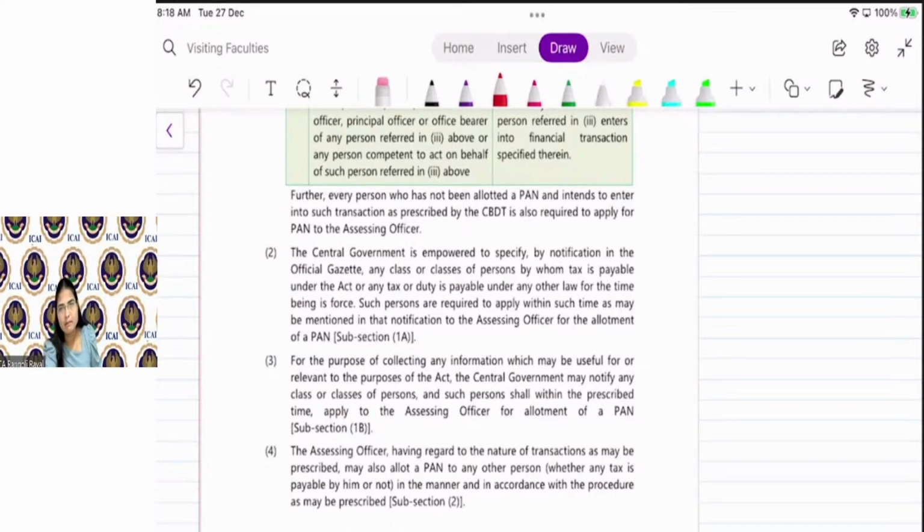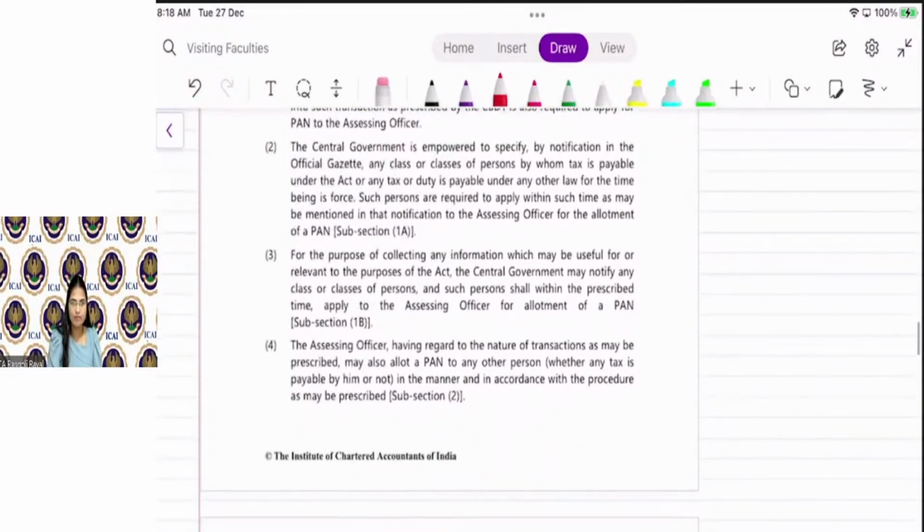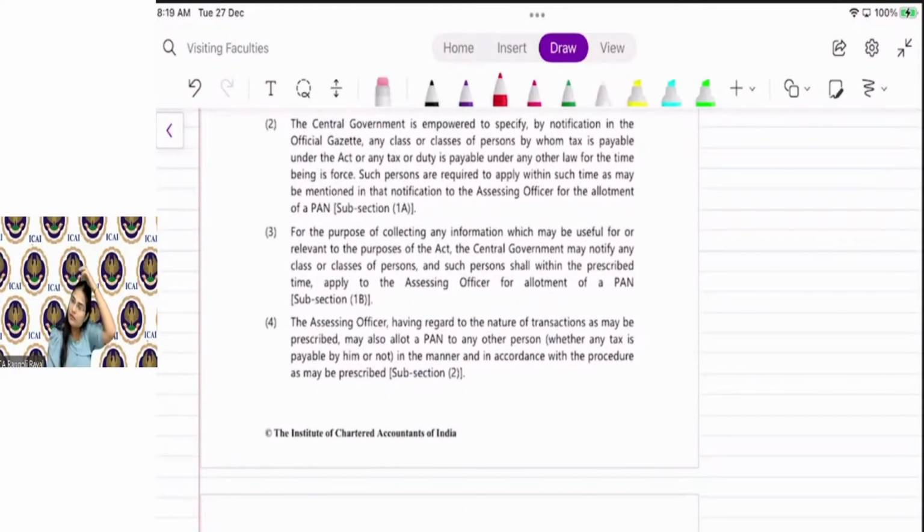The central government is empowered to specify by notification in the official gazette that any class or classes of persons by whom tax is payable under the Act, or any tax or duty is payable under any other law for the time being in force, such persons are required to apply for PAN within such time as specified in the notification. So if you are required to pay income tax, then also you need PAN.